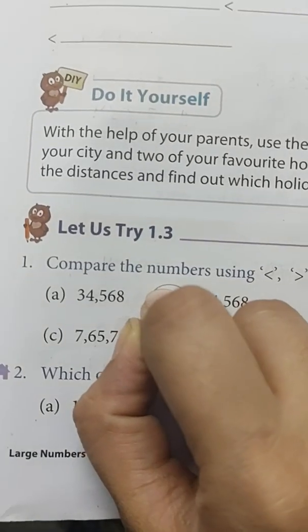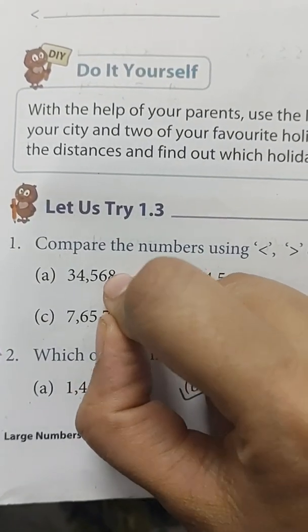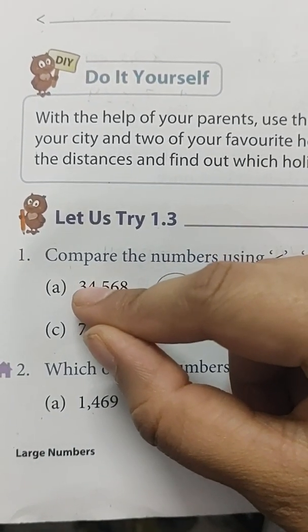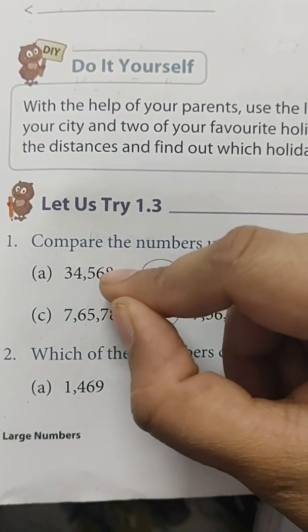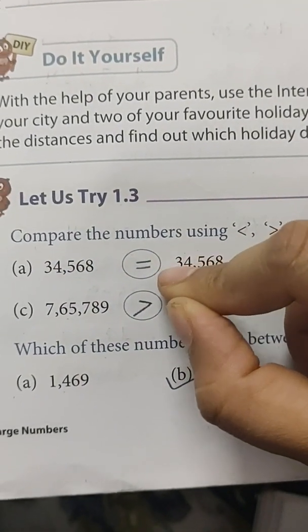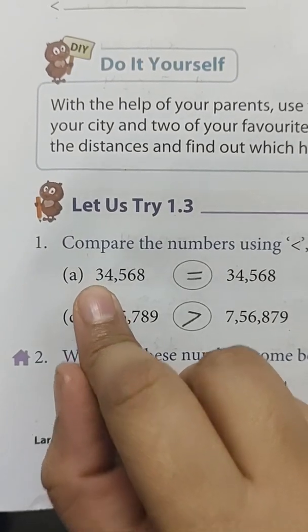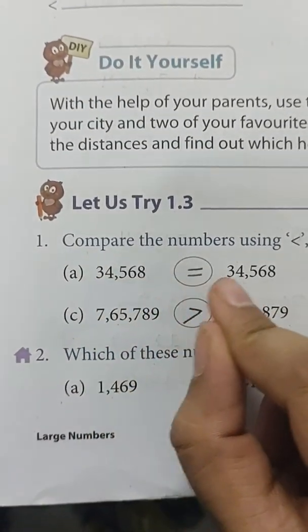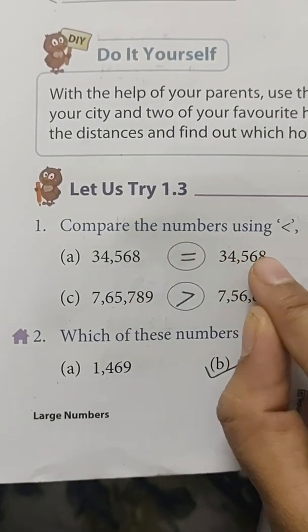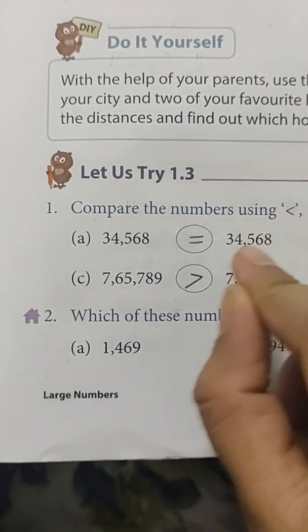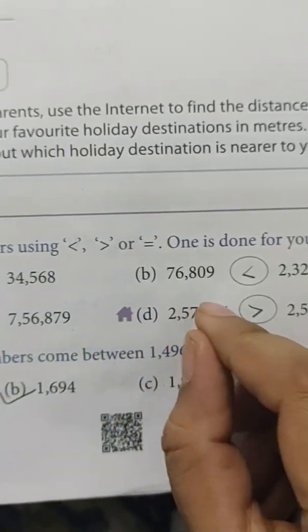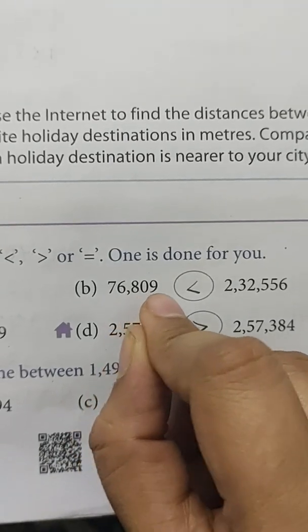Before starting, when comparing numbers, first of all count the number of digits. Sometimes you don't count the number of digits, you just look at the first number. Don't do it like that. You have to count the number of digits. 1 2 3 4 5, 1 2 3 4 5. Now you start comparing from the first digit: 3 3, 4 4, 5 5, 6 6, 8 8. So it is a 5 digit number and the numbers are the same, that's why we are putting the equals to sign.